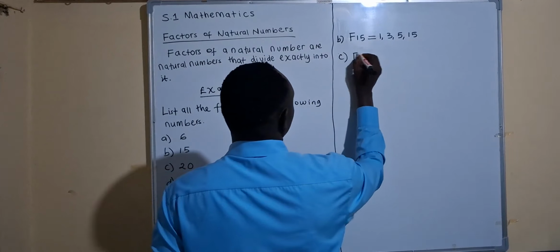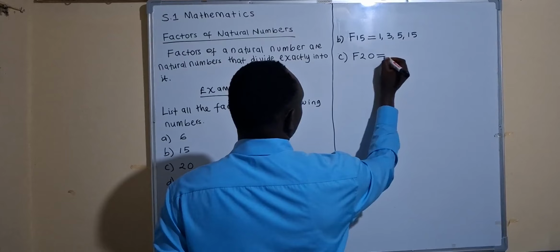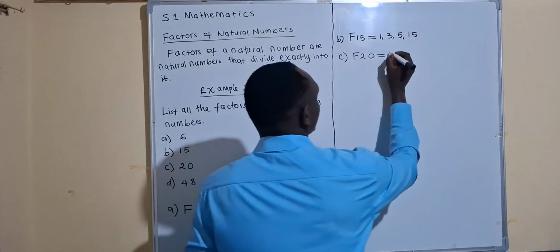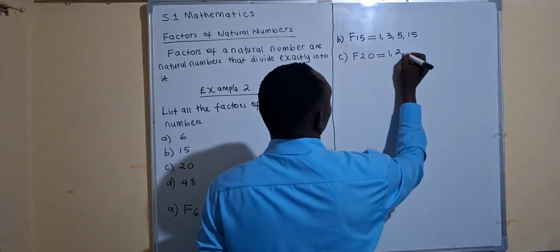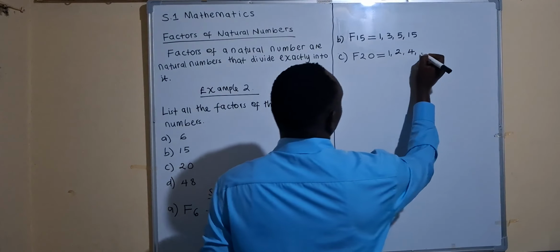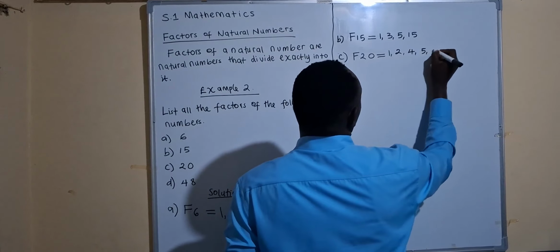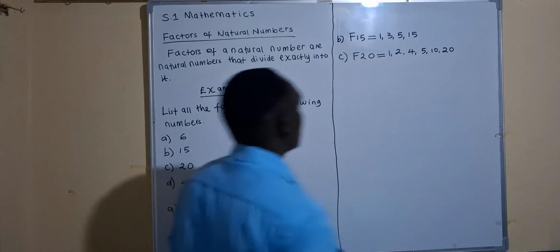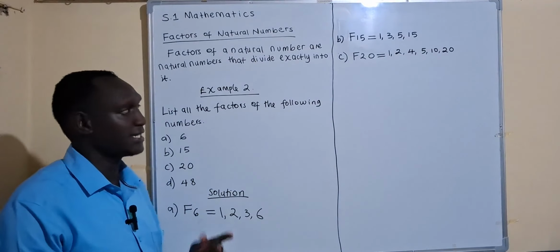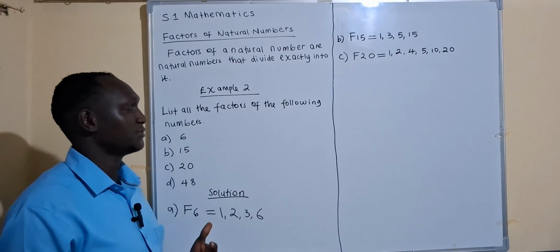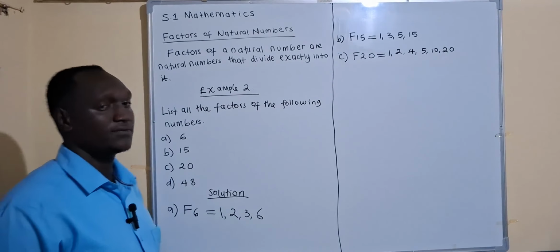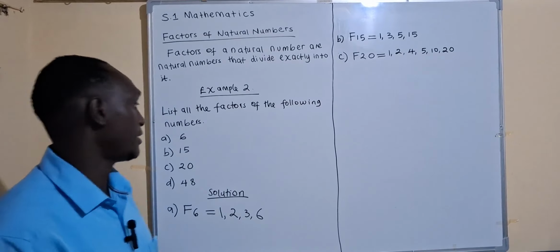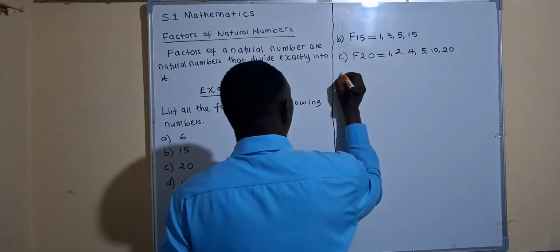Part C is factors of 20. Here I'm going to be a little faster. 1 is a factor. 20 can be divided exactly by 2, by 4, by 5, by 10, then by 20. These are the numbers that divide 20 exactly and there is no remainder. 20 divided by 1, you get 20, by 2, you get 10, by 4, you get 5, by 5, you get 4, by 10, you get 2, by 20, you get 1. So those are the factors of 20.